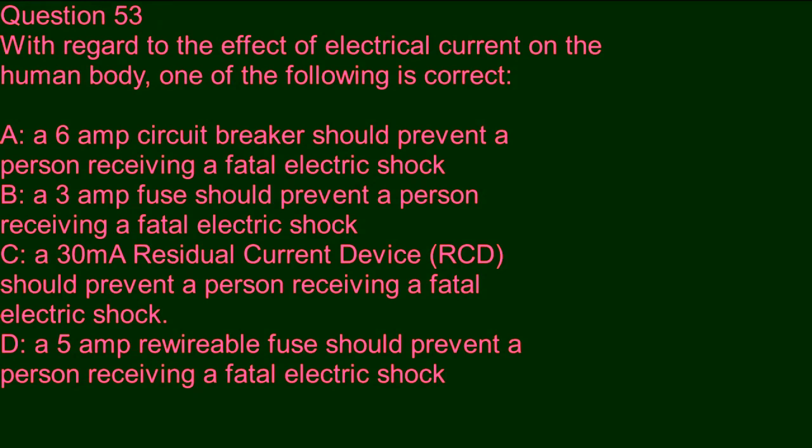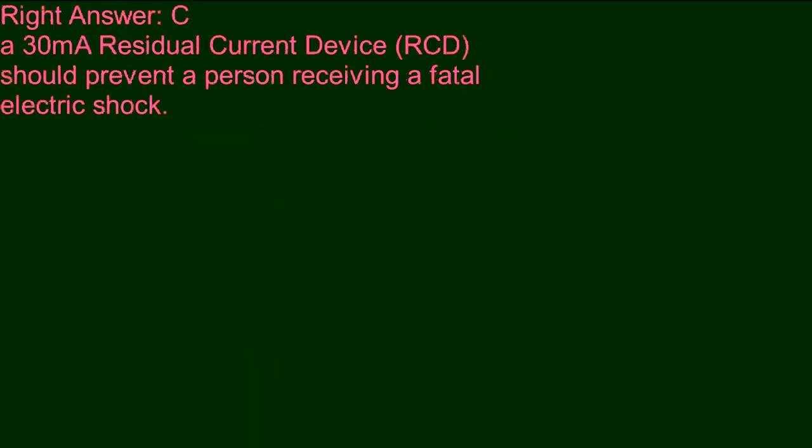Question 53. With regard to the effect of electrical current on the human body, one of the following is correct. A. a 6-amp circuit breaker should prevent a person receiving a fatal electric shock. B. a 3-amp fuse should prevent a person receiving a fatal electric shock. C. a 30 milliampere residual current device RCD should prevent a person receiving a fatal electric shock. D. a 5-amp rewirable fuse should prevent a person receiving a fatal electric shock. Right answer, C. A 30 mA residual current device, RCD, should prevent a person receiving a fatal electric shock.